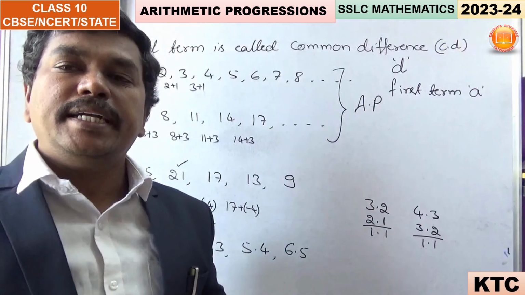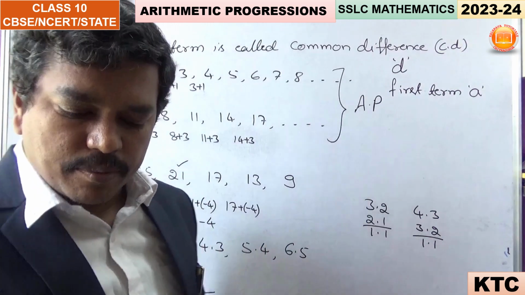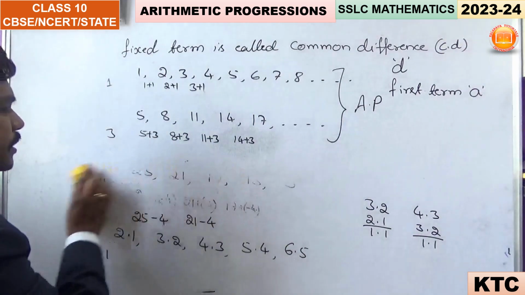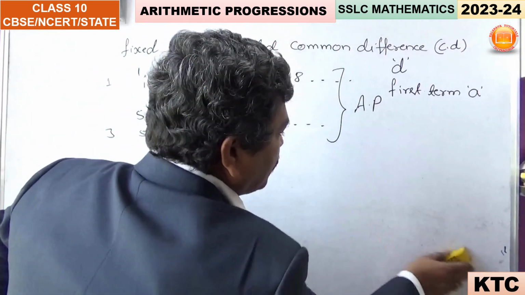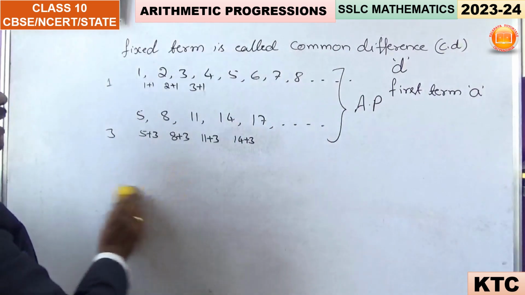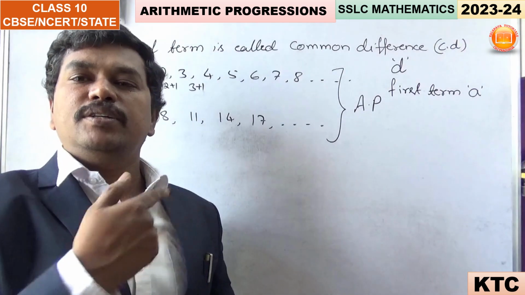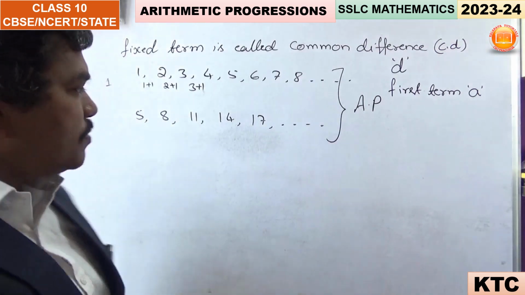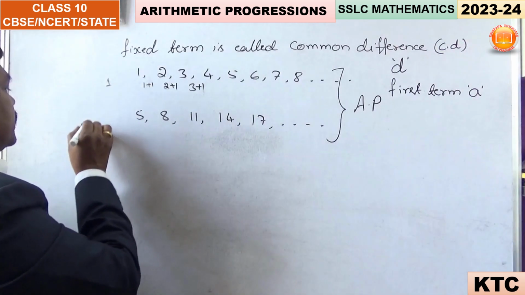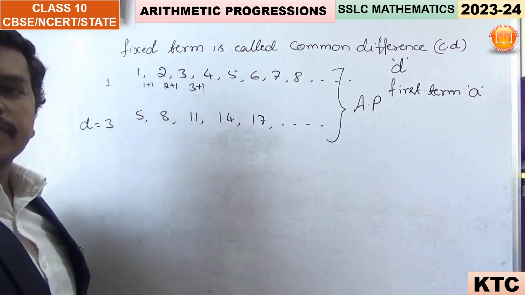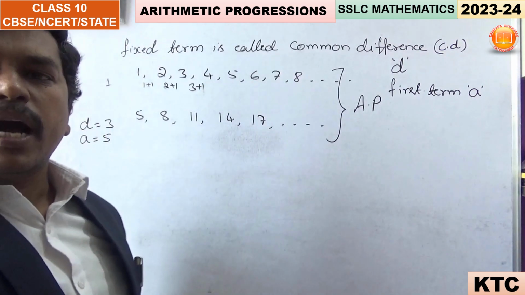Then we have to write the general form of the arithmetic progression. How can I write the general form of the arithmetic progression? Now I will show you by taking an example. You observe here, for getting 8, you have to add a fixed number, that is d. d is equal to 3. And also in this example, a is equal to 5. a is 5 and d is 3.